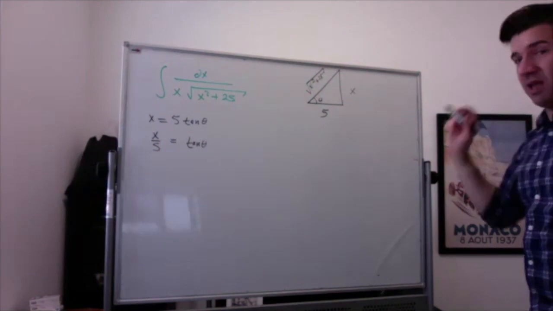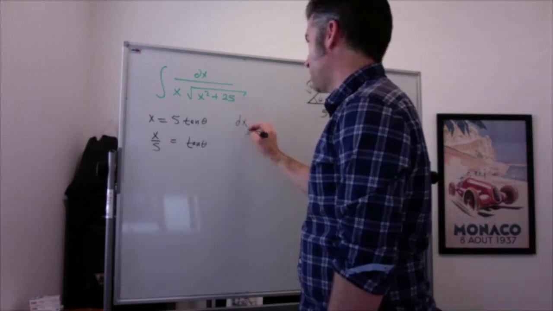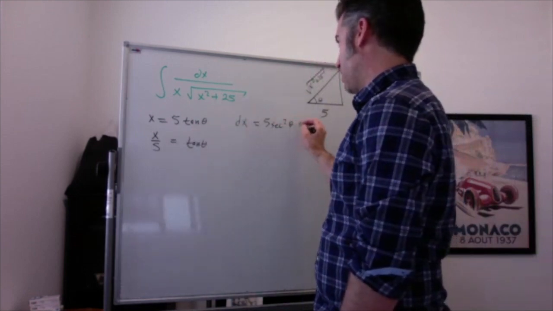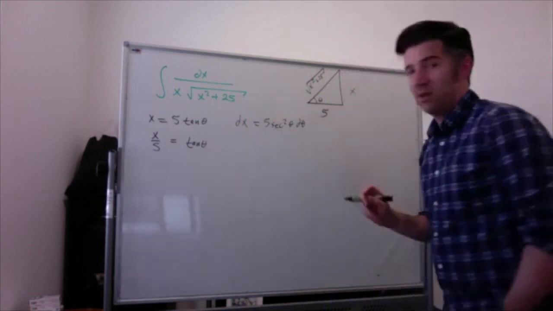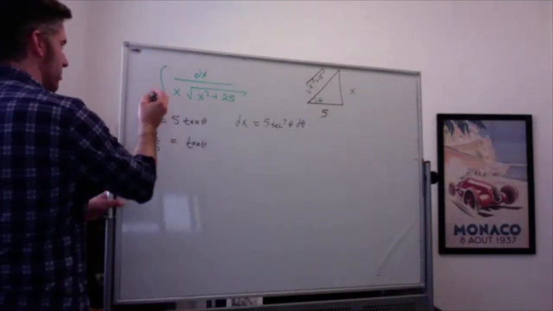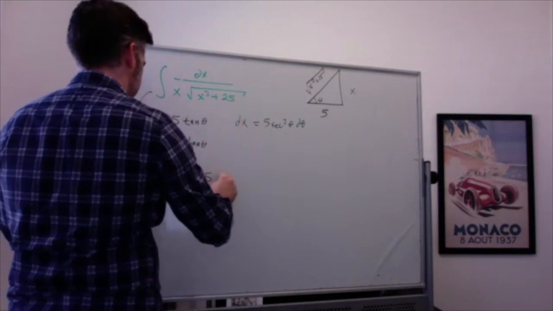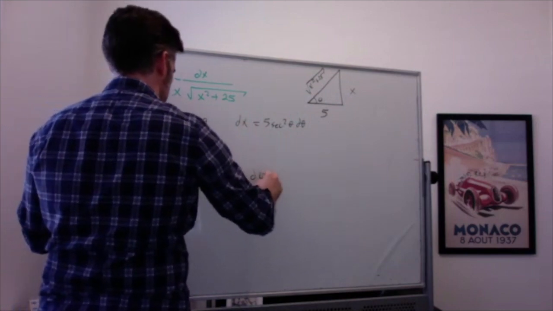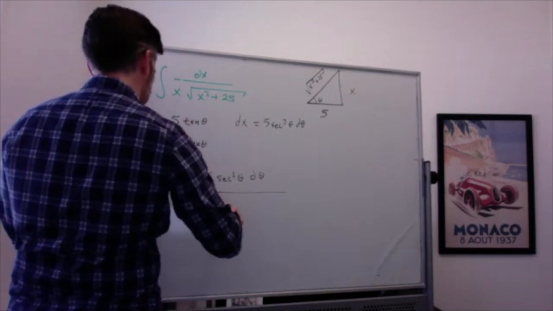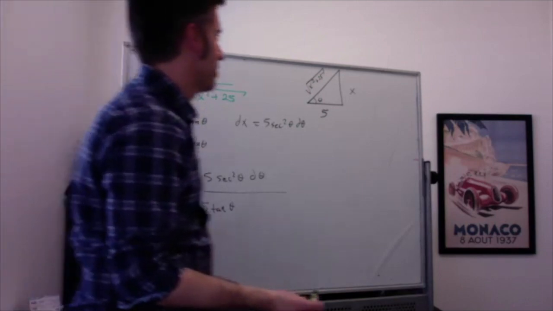Okay, so now before we can do anything else, we also have to find dx. So dx is going to be the derivative here, which is just 5 secant squared theta d theta. All right, let's start replacing things. dx is 5 secant squared theta d theta. x is 5 tangent theta. And square root of x squared plus 25.